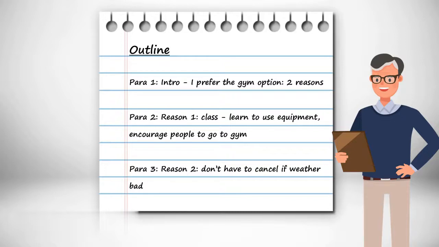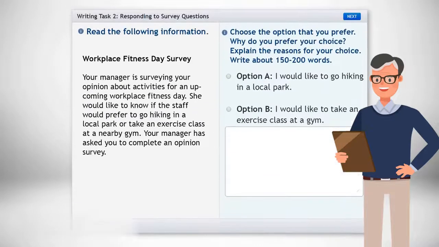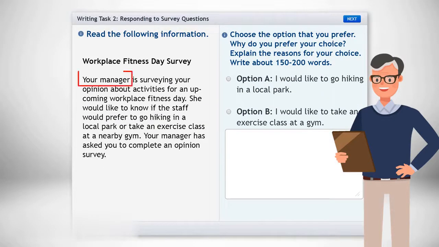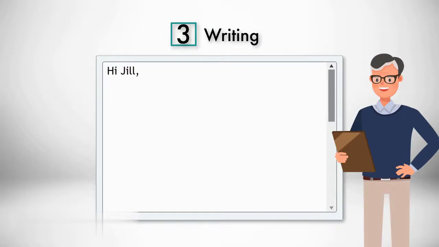Okay, I think this outline is enough to keep me on track. I'm ready to start writing. In this case, there is a specific person who's conducting the survey, your manager, so it's better to address your message to someone. I'll just start off by saying, "Hi Jill."